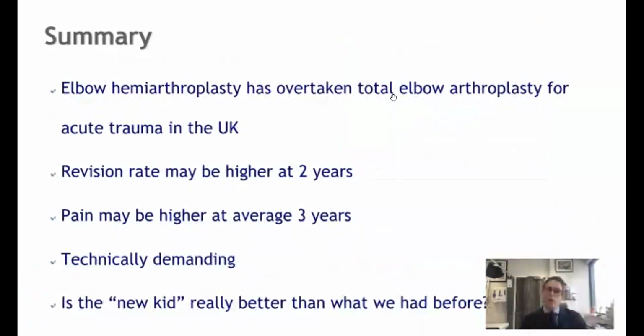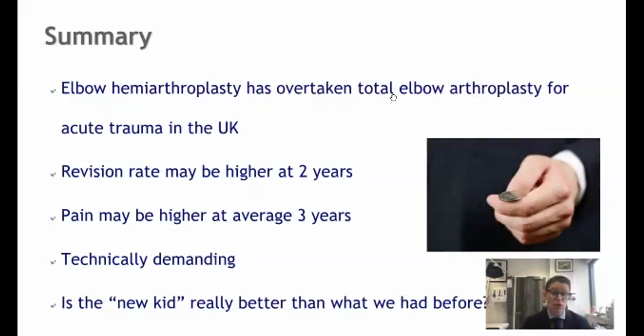So in summary, elbow hemiarthroplasty has overtaken total elbow replacement for treatment of distal humerus fractures in the UK. We do have some concerns about the higher revision rate. We have some concerns about the possible higher rate of pain. It is a technically demanding operation, and we have to ask ourselves who should be doing these operations. And also question, is the new kid really better than what went before? Are there some patients who benefit and some patients who may be better off with a total elbow?